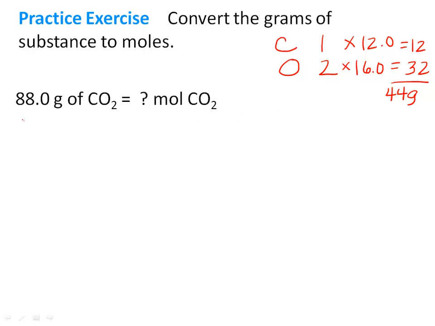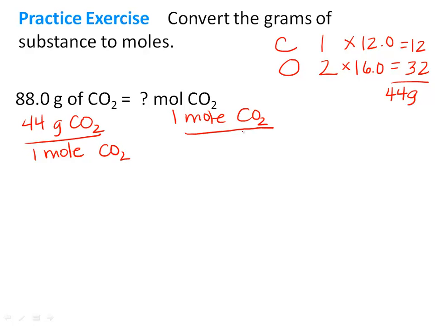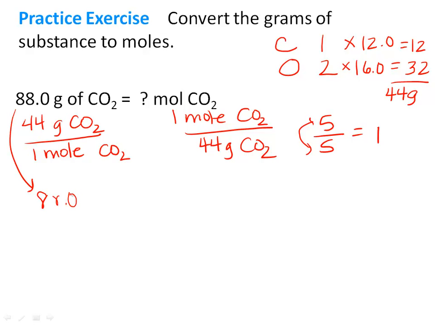So our conversion factor of molar mass is 44 grams of CO2 over 1 mole of CO2. Remember, we can also say 1 mole of CO2 over 44 grams of CO2. It's kind of like saying 5 over 5 equals 1. It doesn't matter which 5 you have in the numerator, which 5 is in the denominator. 5 over 5 always equals 1, right? All right, so we start with what we're given. We're given that we have 88.0 grams of carbon dioxide, and we're asked to convert to moles.